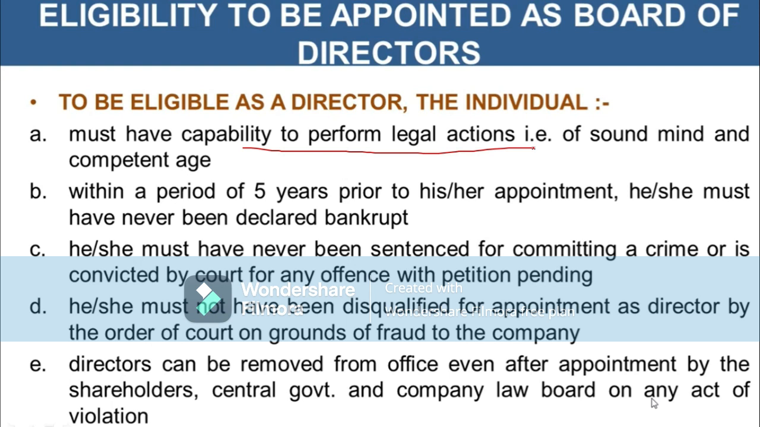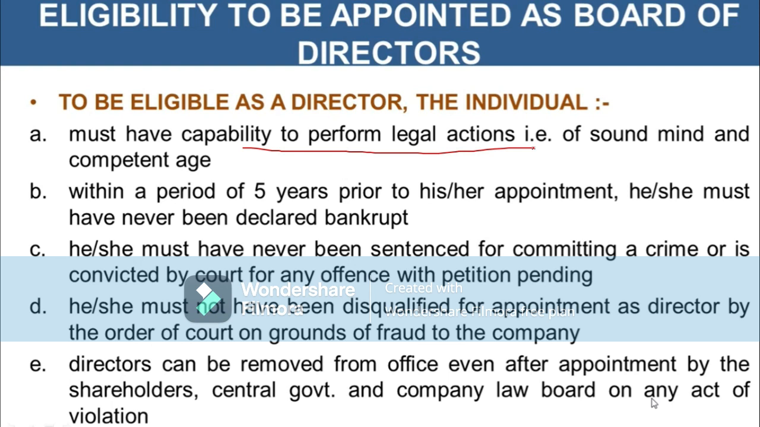And they should have advisory capacity to the C executives. Likewise, risk management assessment will be taken by them. So therefore, in order to perform all these duties and functions, definitely those persons should be of sound mind and competent age.